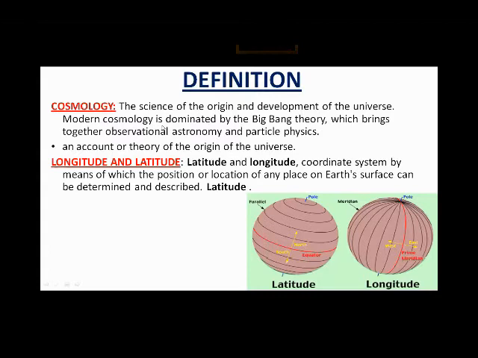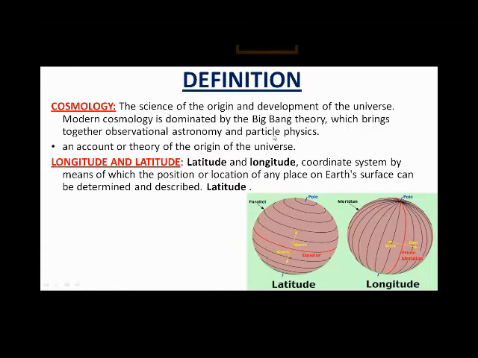Modern cosmology, we can say, is dominated by the Big Bang theory. If we discuss or learn about the Big Bang theory, then we will observe that at the initial time, this universe was not in its present condition. By the Big Bang, it developed different stars, different planets, different satellites, which brings together observational astronomy and particle physics.